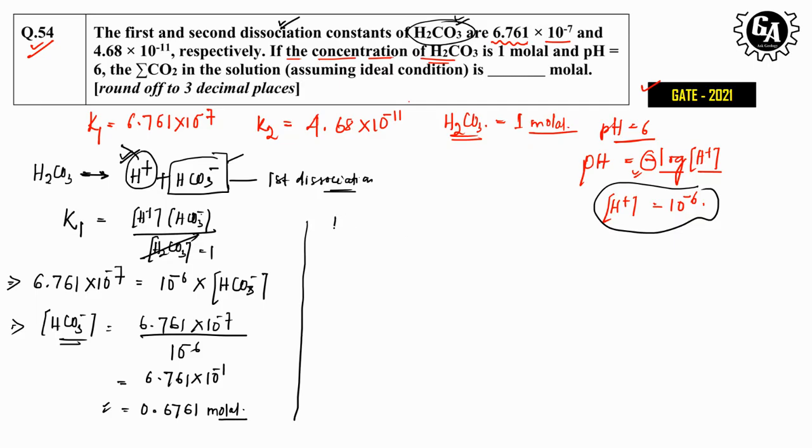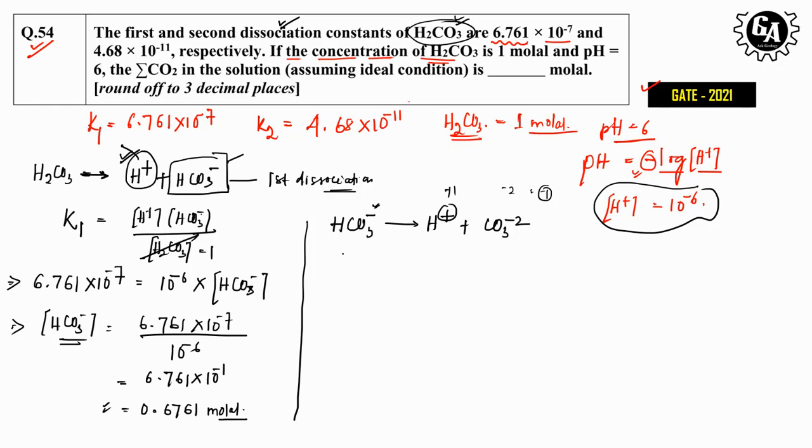If this HCO3 minus is further dissociating, it will dissociate to H plus and CO3 minus 2. You can see H plus is plus 1, this is minus 2. If we add them, it will be minus 1, HCO3 minus 1. So charge balance is very much needed.